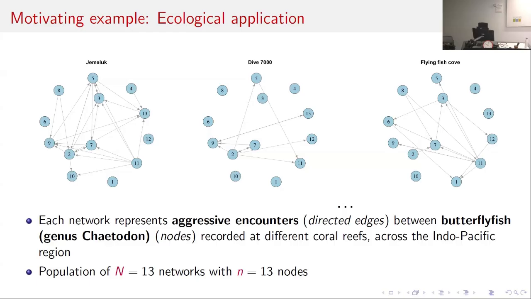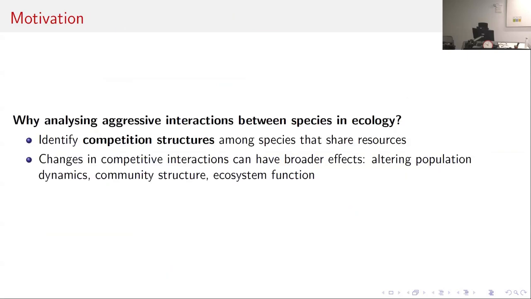So we have a population of 13 networks comprising 13 nodes. The nodes correspond to the species. You might wonder why analyze aggressive interactions between species. In ecology, it's relevant because it relates to identifying competition structures among species that share resources. If there are changes in these competitive interactions, these might have a broader effect on the ecosystem function or the community structure and so forth. So it's something of interest for ecologists to look into competition structures.